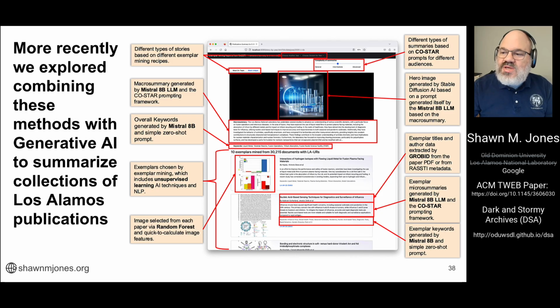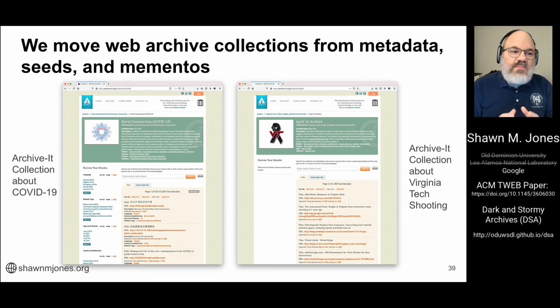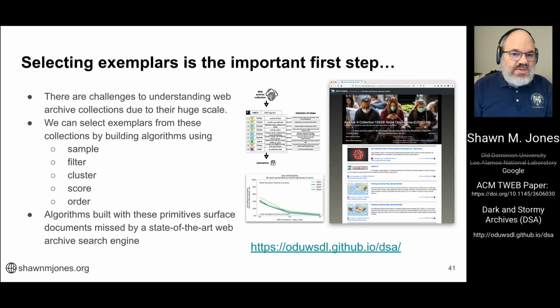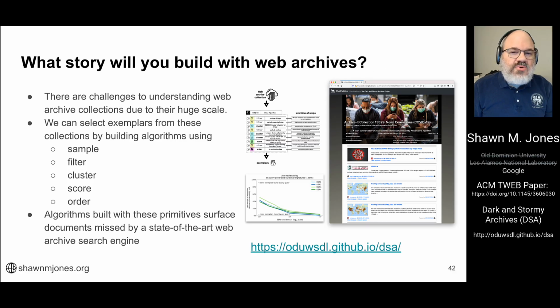And we have a hero image that's generated by Stable Diffusion based on a prompt generated itself by Mistral based on the macro summary. And then under that, we have our exemplar cards generated in the ways that I talked about before. So we move Web Archive collections from metadata, seeds, and mementos, like our collection about COVID-19 and our collection about the Virginia Tech shooting, to stories about people. We see people, we see places, we see emotion. So selecting exemplars is the important first step. So I ask, what story will you build with Web Archives?